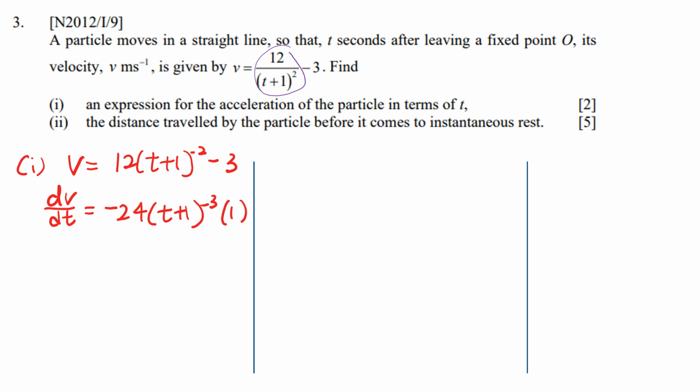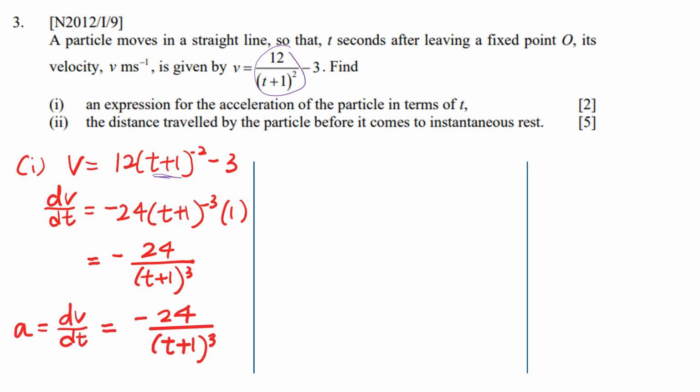So you differentiate 12(t + 1)^(-2). You just bring the negative 2 to the front. So negative 2 times 12 gives you negative 24, with the power negative 3. And then the 1, because you need to differentiate whatever is inside the bracket. Differentiating t + 1 gives you 1. Then, of course, differentiating 3 gives you 0. So that is your acceleration. That is what you're supposed to find in part 1.